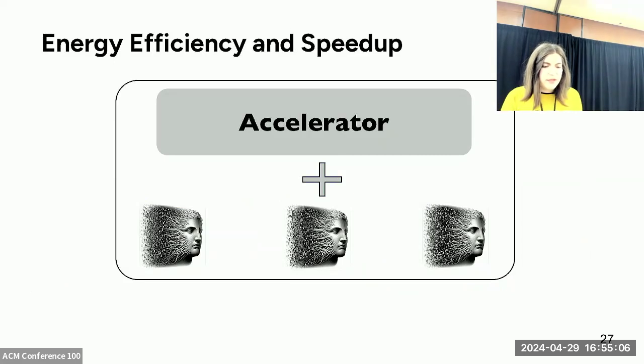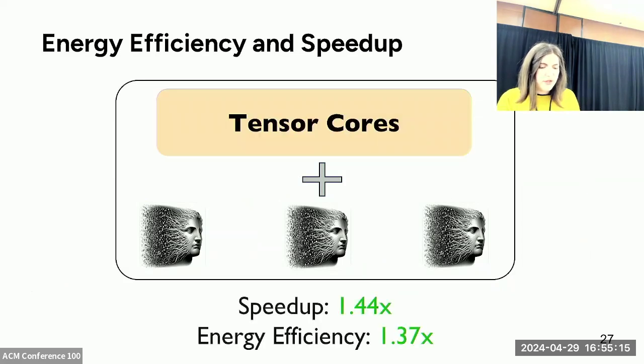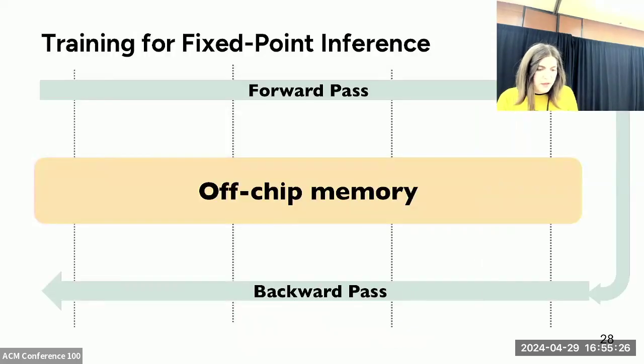In hardware, Atalanta can be seamlessly integrated with deep learning accelerators at low cost. And when integrated with the tensor core-based accelerator, Atalanta improves the performance and energy efficiency by 1.44 and 1.37 times respectively. Atalanta can also reduce the data footprint while training for floating-point data.